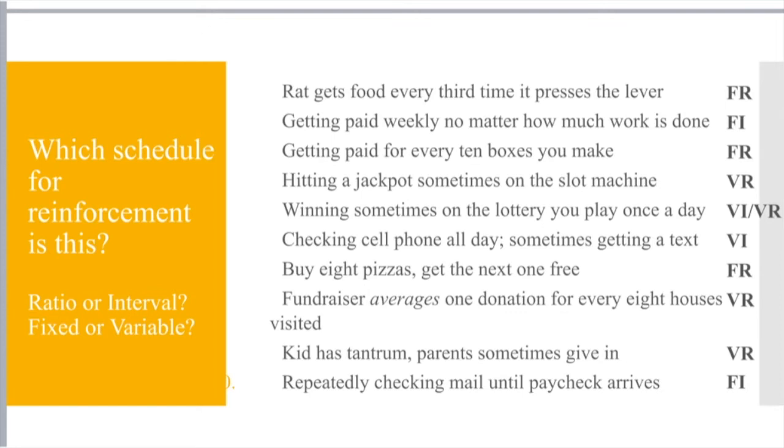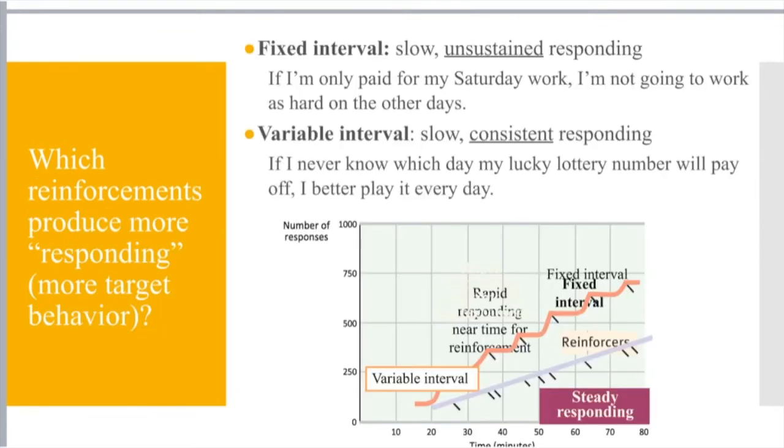Those are your examples. If you have questions, again, just shoot me an email and we can talk through them, because you will have to know these moving forward. So the question remains, which reinforcements produce more of the responding behavior, right? More of the target behavior. We know that fixed interval schedules are slow and unsustained in terms of how often they're going to respond, right?